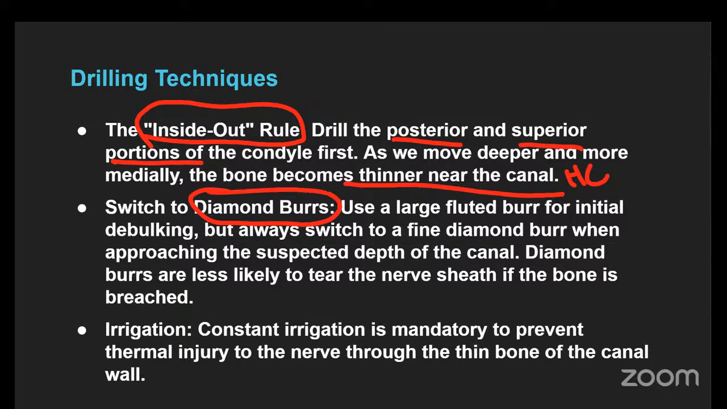Why? Because this is more accurate, it's finer, and even if we end up breaching the bone, it's less likely to tear the nerve sheath. What is the gold standard thing to do? Use a lot of irrigation. Constant irrigation is mandatory if you do not want the hypoglossal nerve to get thermal injury from the burr, because the drill and the burr generate a lot of heat, and there can be secondary injury even if you have not done any physical damage to the hypoglossal nerve.